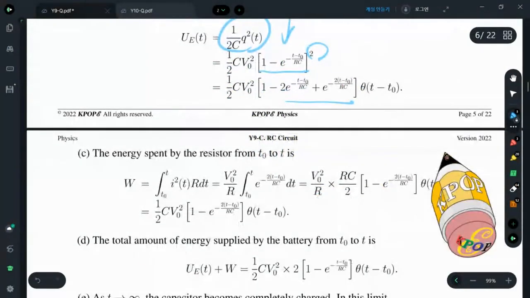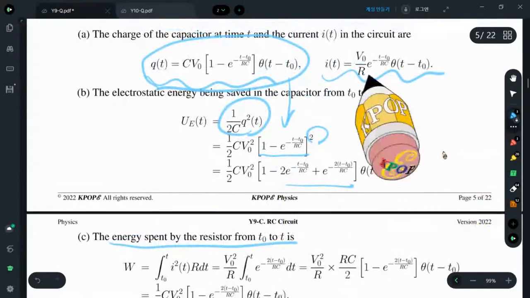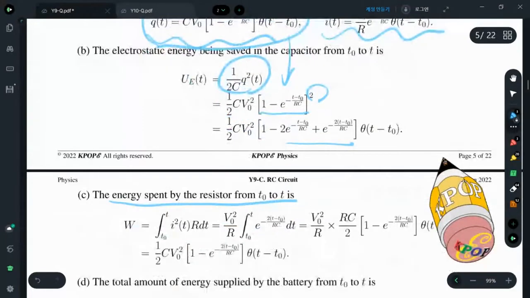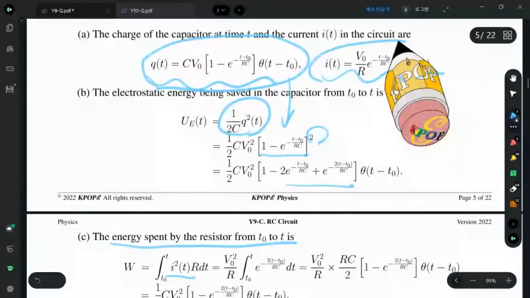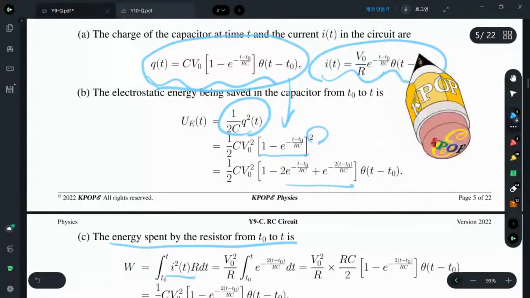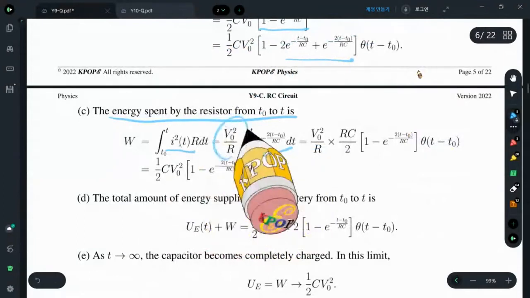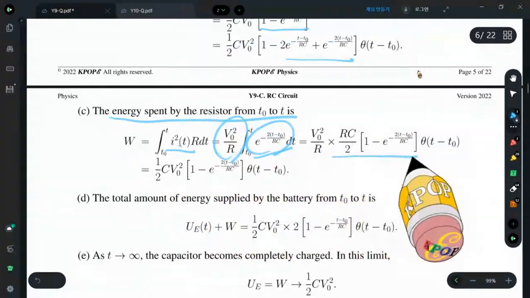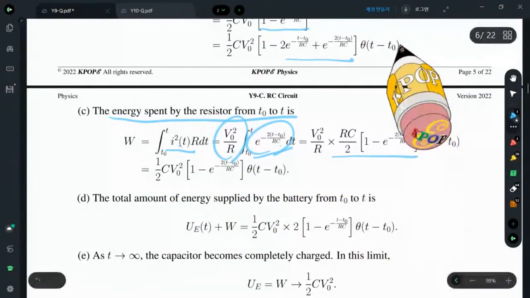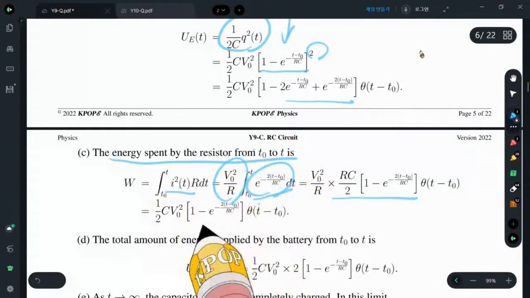That's it. We can compute the energy spent by the resistor, I squared R. We know the answer for the current. Substitute. It's a trivial integral: the current squared, the amplitude, and this one we have as the final result. Compare these two. Energy spent by resistor.